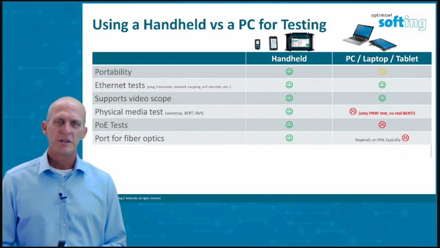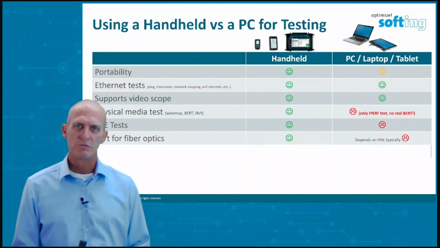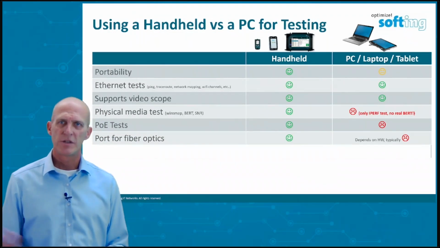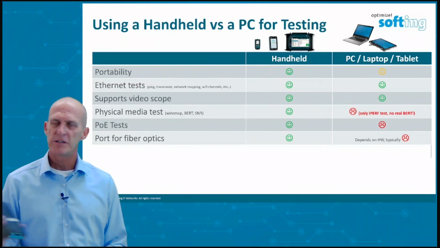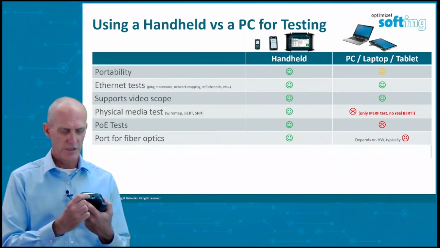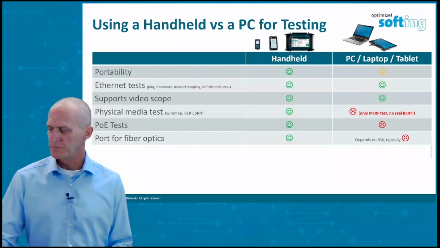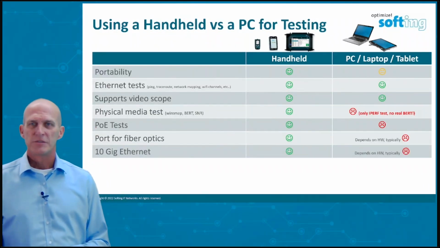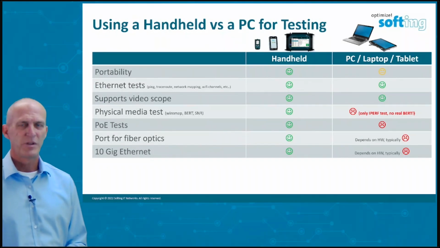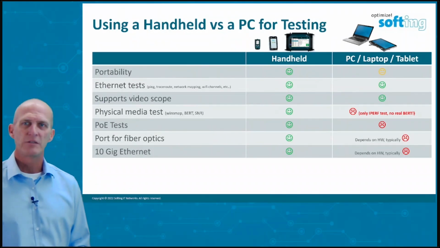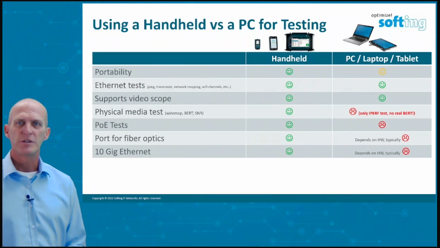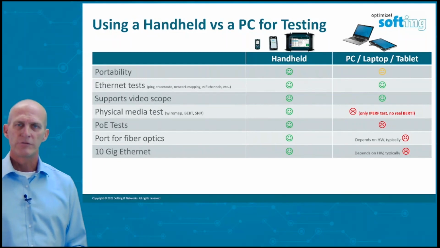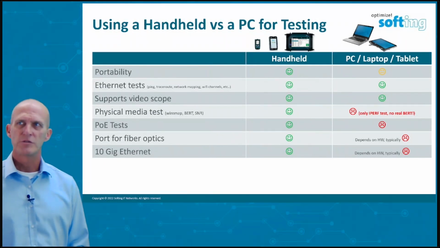So that's only usable on a handheld device. Port for fiber optic tests. Laptops usually don't have a port for fiber optic tests. So that's also only something you get on a handheld. You can put an SFP port in your handheld. 10 gigabit Ethernet: on a laptop, maybe not. Our handhelds recognize or work with 10 gigabit, like the XG2 can do the qualification test, run 10 gigabit full speed on Ethernet.